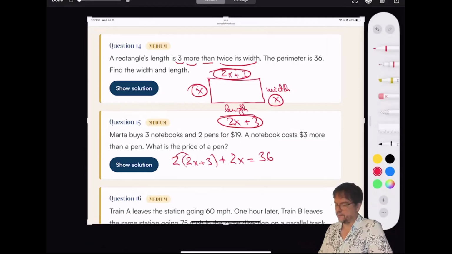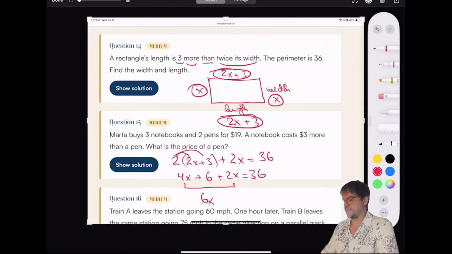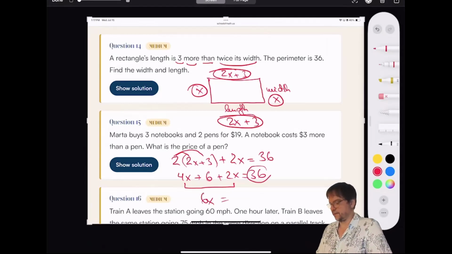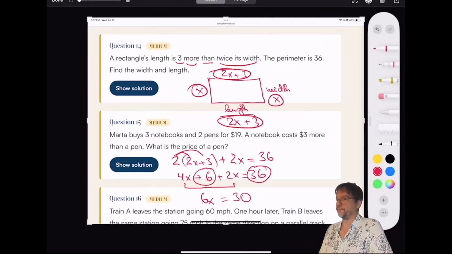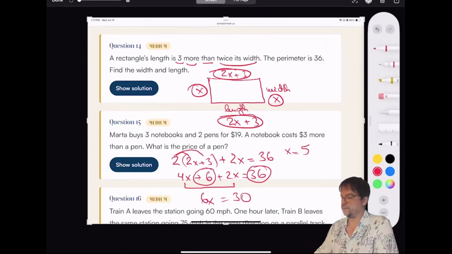I will distribute here. 4x plus 6 plus 2x is equal to 36. 4x plus 2x is 6x. 36 minus 6 is 30. x is 30 divided by 6, that is 5. So, if the width is 5, the length is 2 times 5 plus 3, 13.